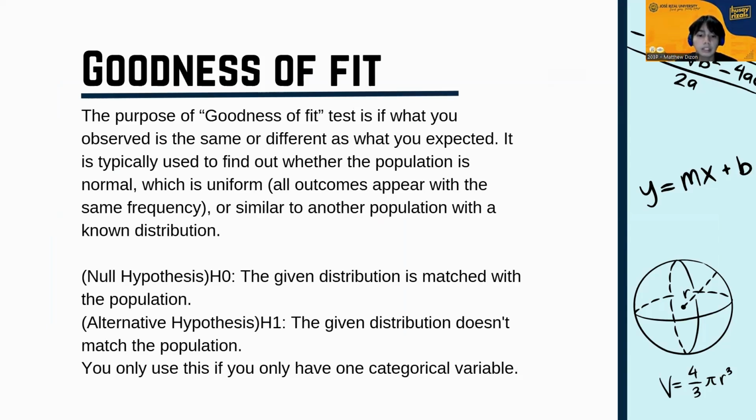Following are the alternative and null hypothesis. The null hypothesis is the given distribution is matched with the population. The alternative one is the given distribution doesn't match the population. Take note that you can only use this if you only have one categorical variable available.